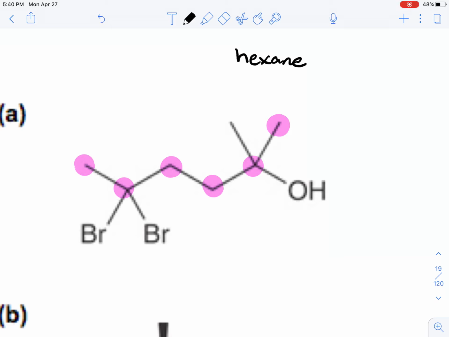Since I have an alcohol, I'm going to erase the E and put OL. So this is hexanol. I need to communicate to the reader what carbon number that OH group is found on. So I'm going to number my carbons left to right, 1, 2, 3, 4, 5, 6, and right to left, 1, 2, 3, 4, 5, and 6.